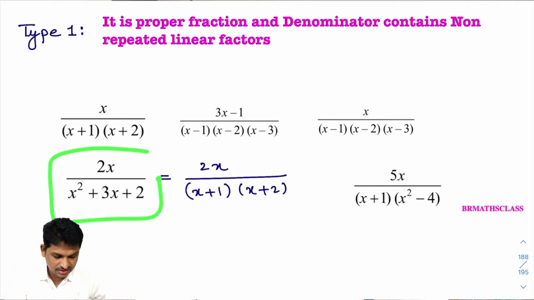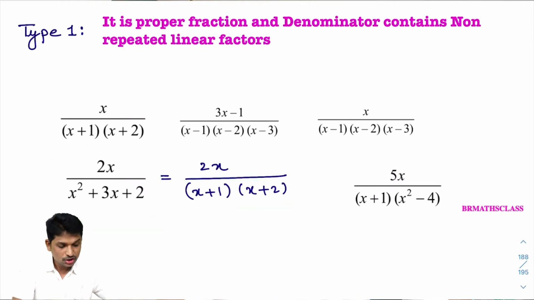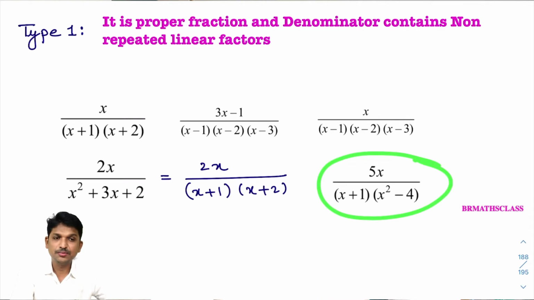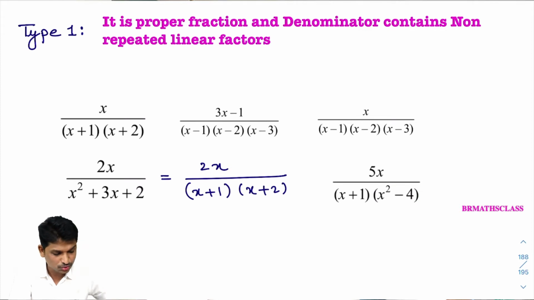Now, observe this one. First thing, it is a proper rational function. Second point, does the denominator contain non-repeated linear factors or not? Yes, the denominator contains non-repeated linear factors. Now observe this next one. Proper rational function or not? Yes, it is a proper rational function. Denominator contains non-repeated linear factors? Actually, at this point, you cannot say whether a quadratic factor is there. I'll write one more step for this.